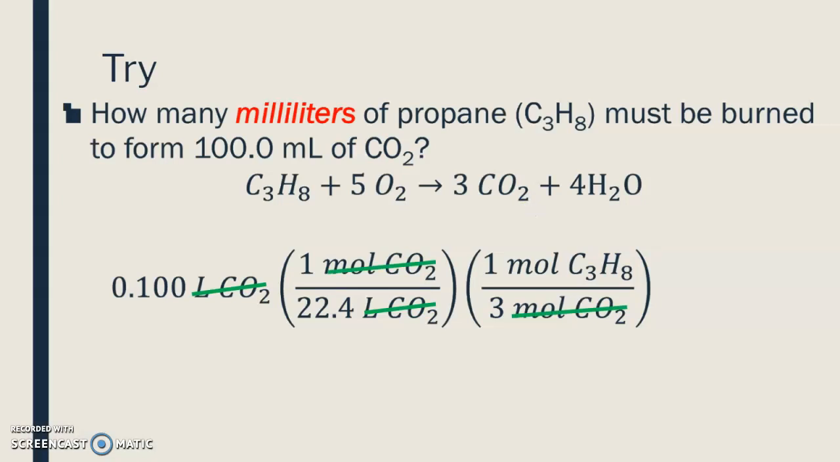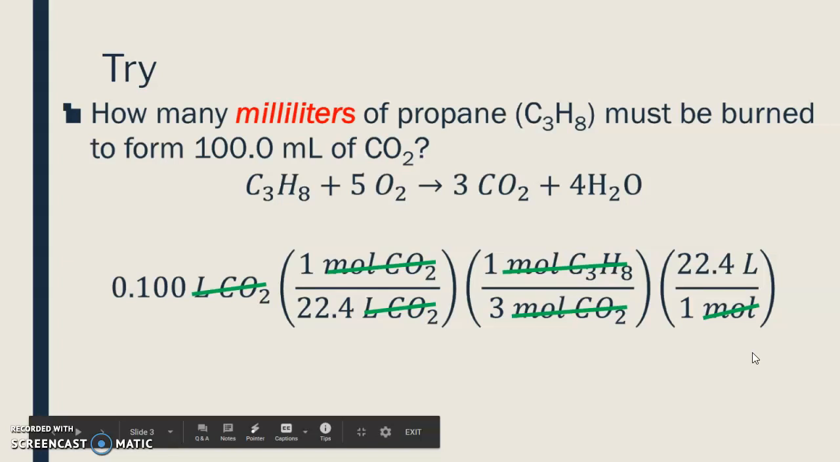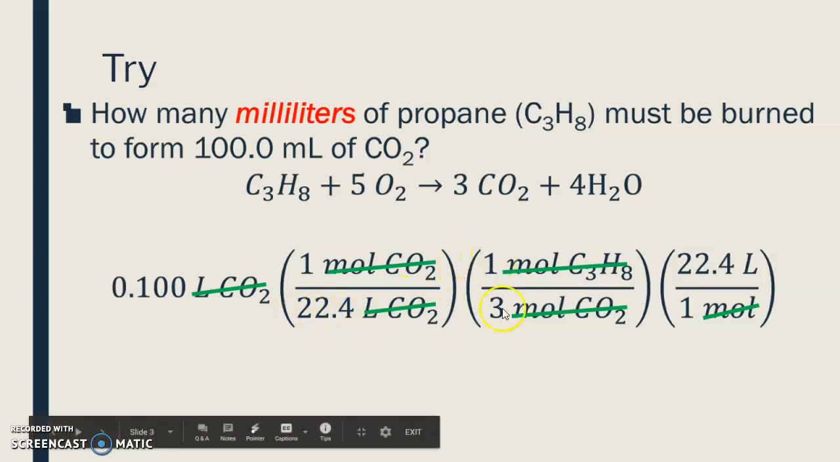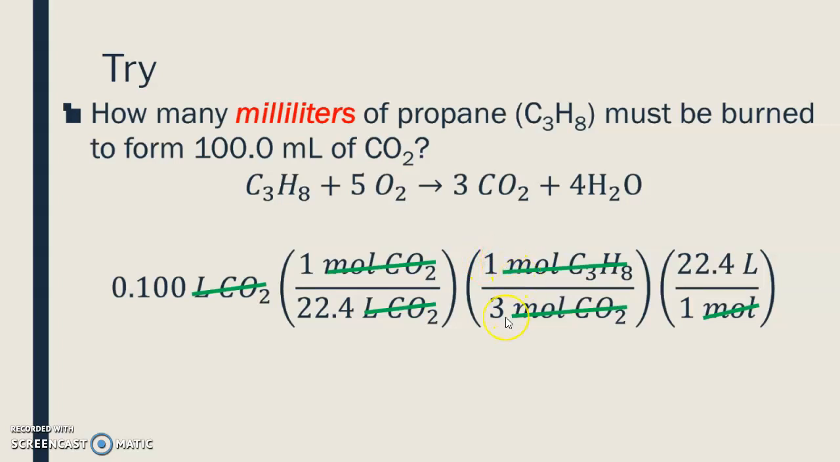But again, the question is asking me something as it relates to volume. And so that's not my final answer. I need one more step. I'm going to have to use this lovely conversion factor one more time to get from moles of the propane to liters, or some unit of volume. And when I do that, my moles cancel out and I'm left with liters. So now I just do the math. 0.1 divided by the 22.4, because it's at the bottom, divided by 3, I don't really have to multiply by 1, times 22.4 gives me 0.033 liters.